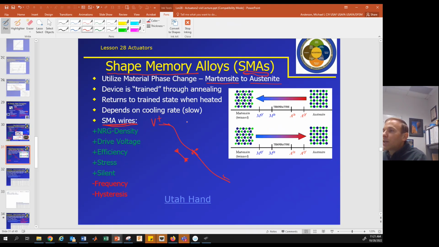So what you need to know is: positive V causes a change. Applying a voltage causes the wire to shorten.